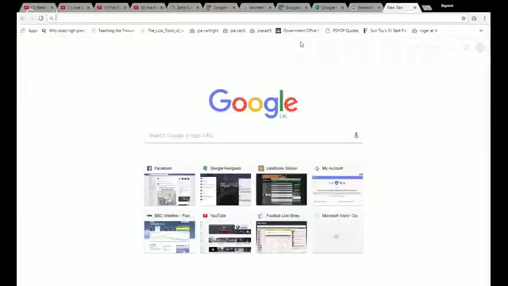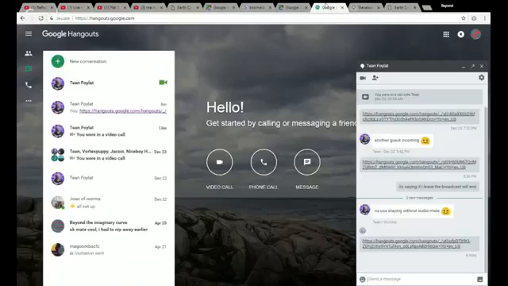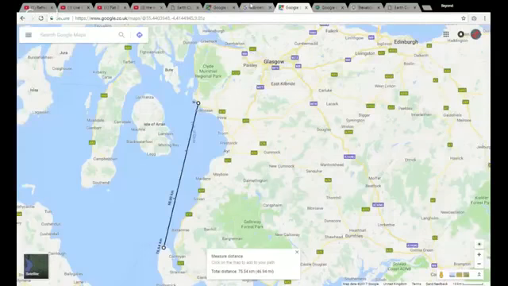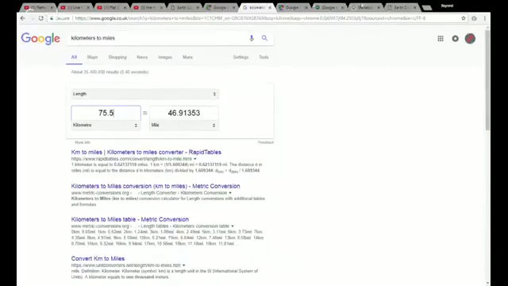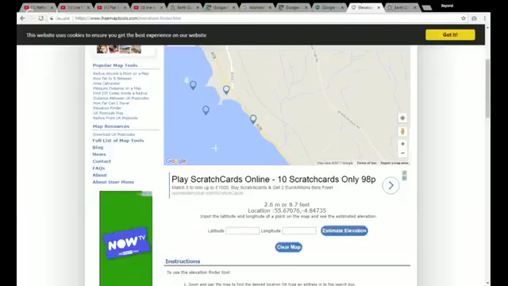Hang on, I'll just open another one up here. So we're saying a generous 8 feet to this, although it's not. And the distance was 46.9 miles. Right, there we go. We're at 8 feet, 46.9 miles, 1200 feet curvature. Right. So again, I'm going to go back to the elevation finder.